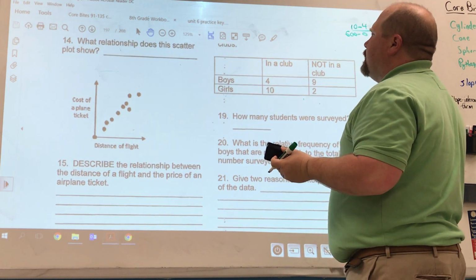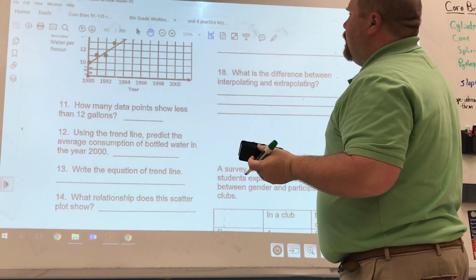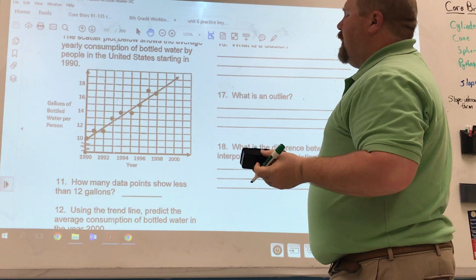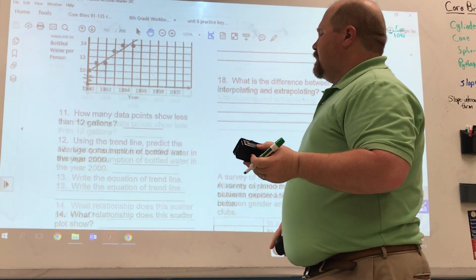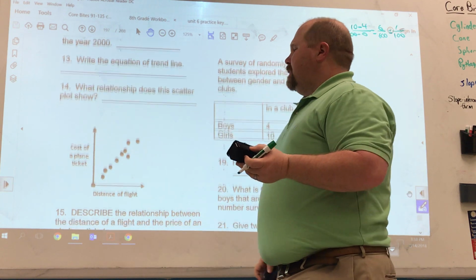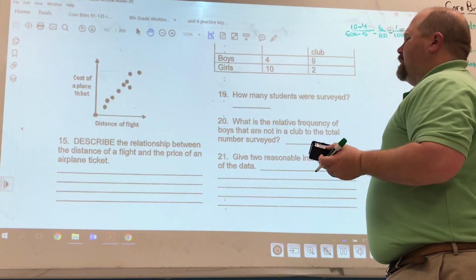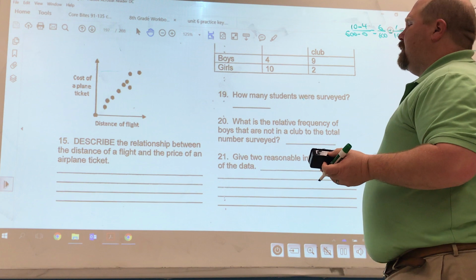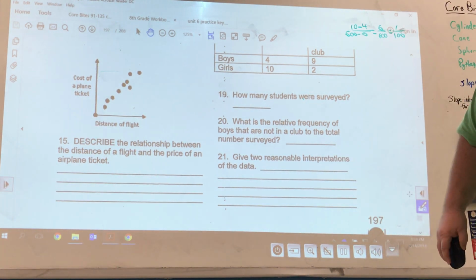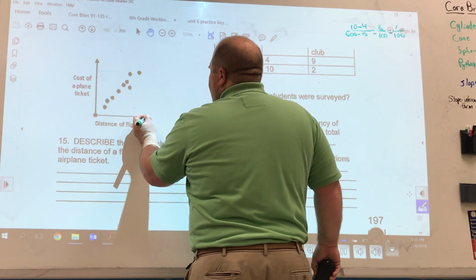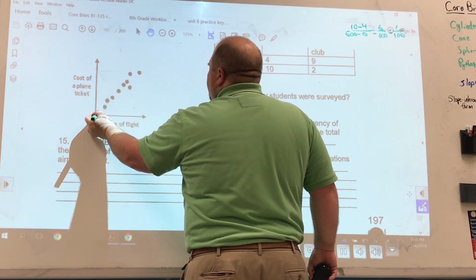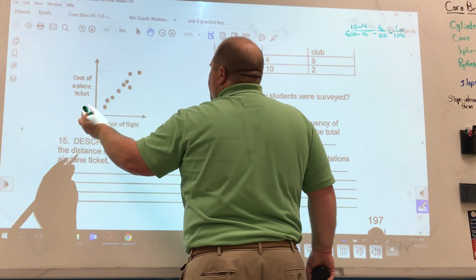14, what relationship does this scatter plot show? That particular scatter plot is positive. It's going uphill left to right. As x increases, y also increases. So answer 14 is positive. 15, describe the relationship between the distance of a flight and the price of an airplane ticket. All right. So as the distance increases, the cost of the plane ticket also increases.